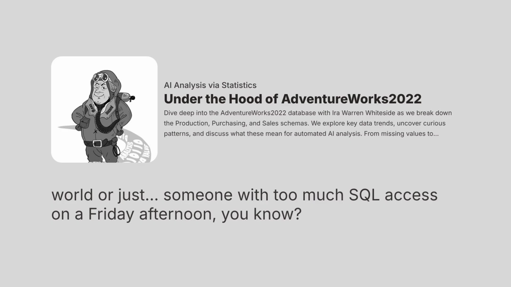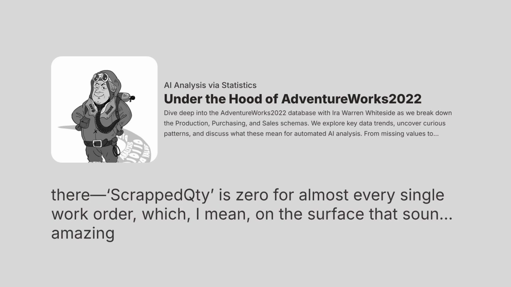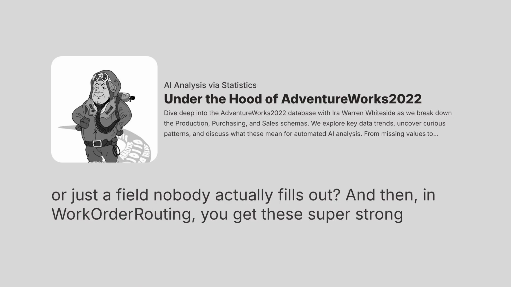The work order table is a real gem if you care about manufacturing efficiency. You look there, scrapped quantity is 0 for almost every single work order, which, on the surface, sounds amazing for quality control. But anytime you see a value barely budge, you think, is this really perfect, or just a field nobody actually fills out?